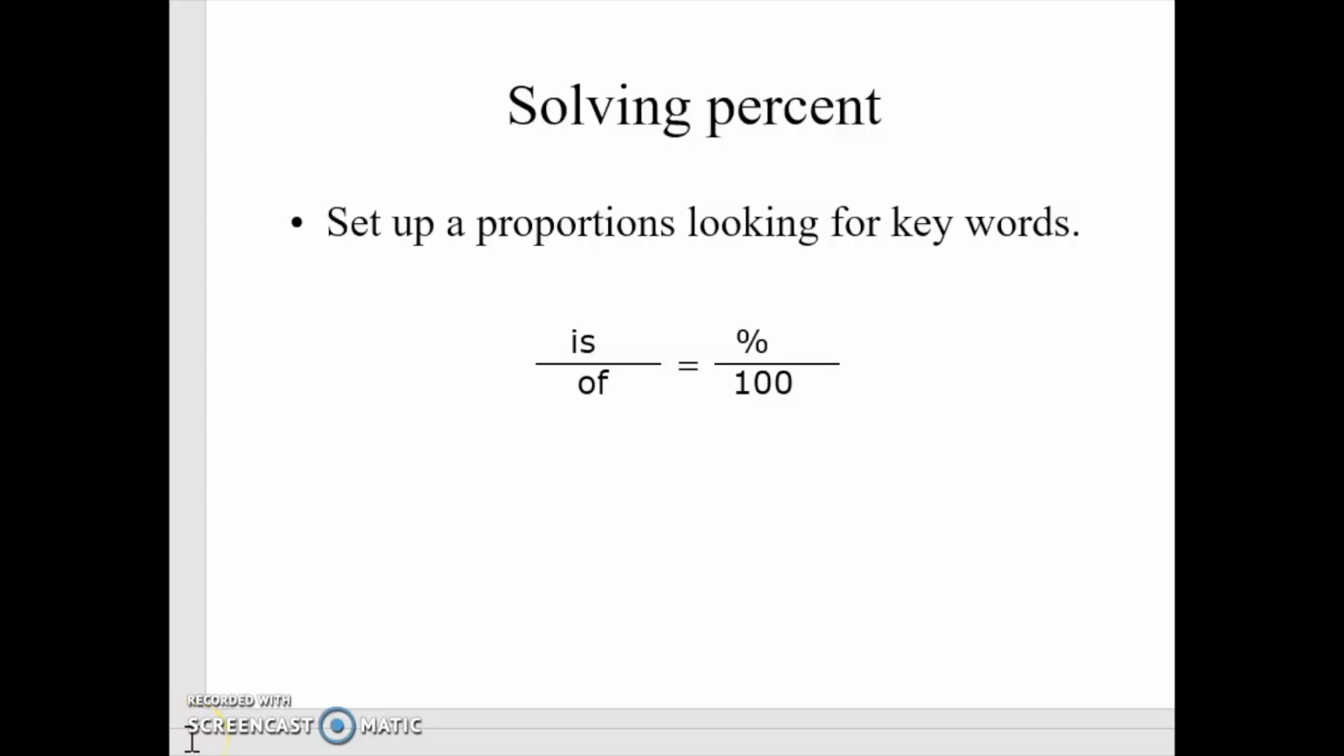Okay, so now we're going to learn how to solve a percent problem. And we're going to be solving all of our percent problems using proportion. So solving using a proportion, we're going to be looking for some key words: the words is, of, and the percent sign. And our proportion is always going to have the number that's next to the word is in our numerator, and then the number that's next to the word of in the denominator. So let's take a look.